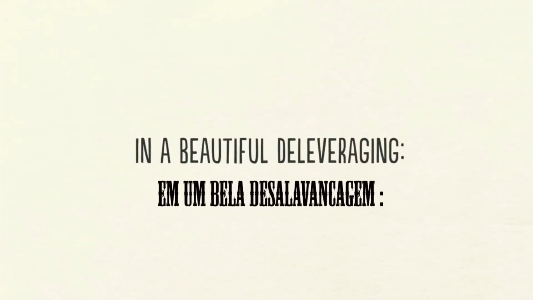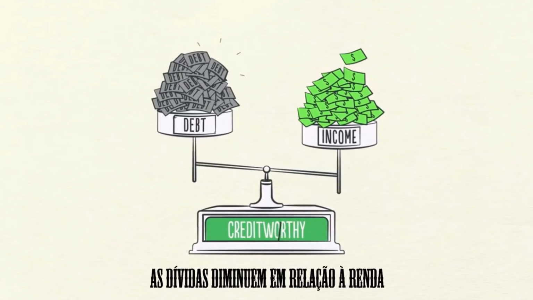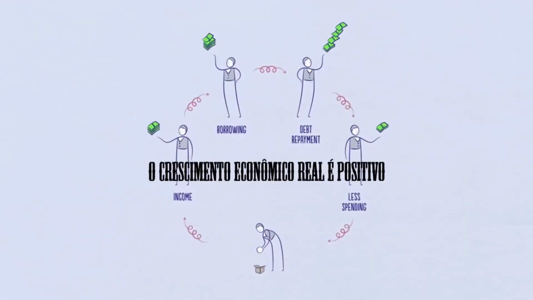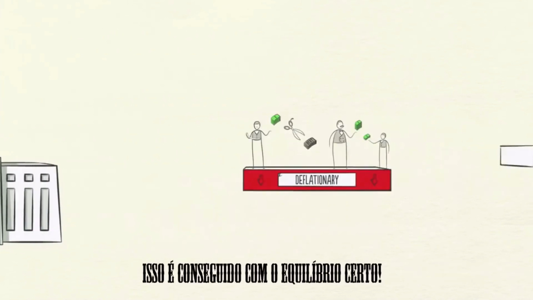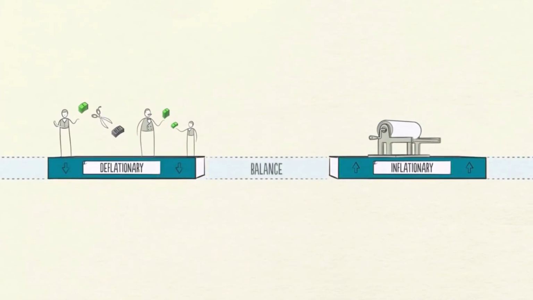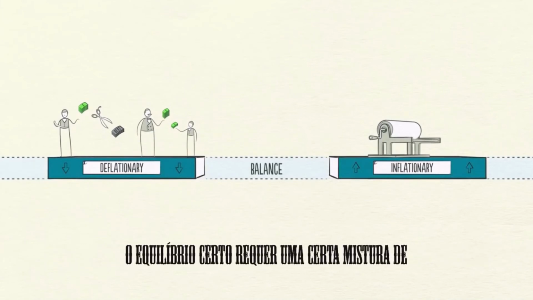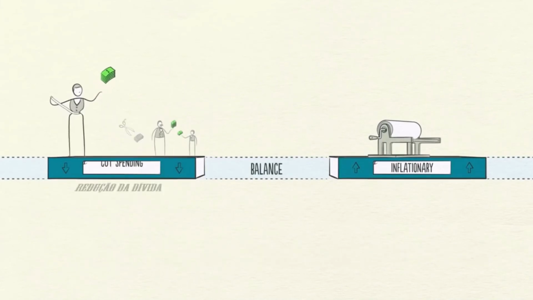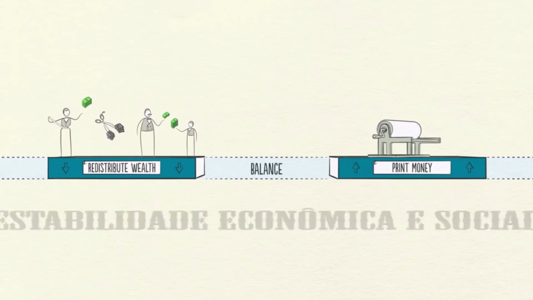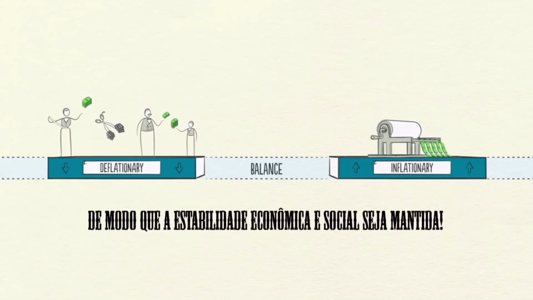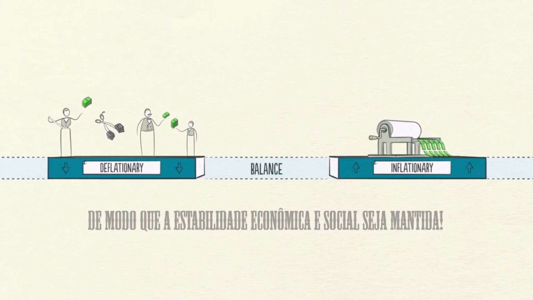In a beautiful deleveraging, debts decline relative to income, real economic growth is positive, and inflation isn't a problem. It is achieved by having the right balance. The right balance requires a certain mix of cutting spending, reducing debt, transferring wealth, and printing money so that economic and social stability can be maintained.